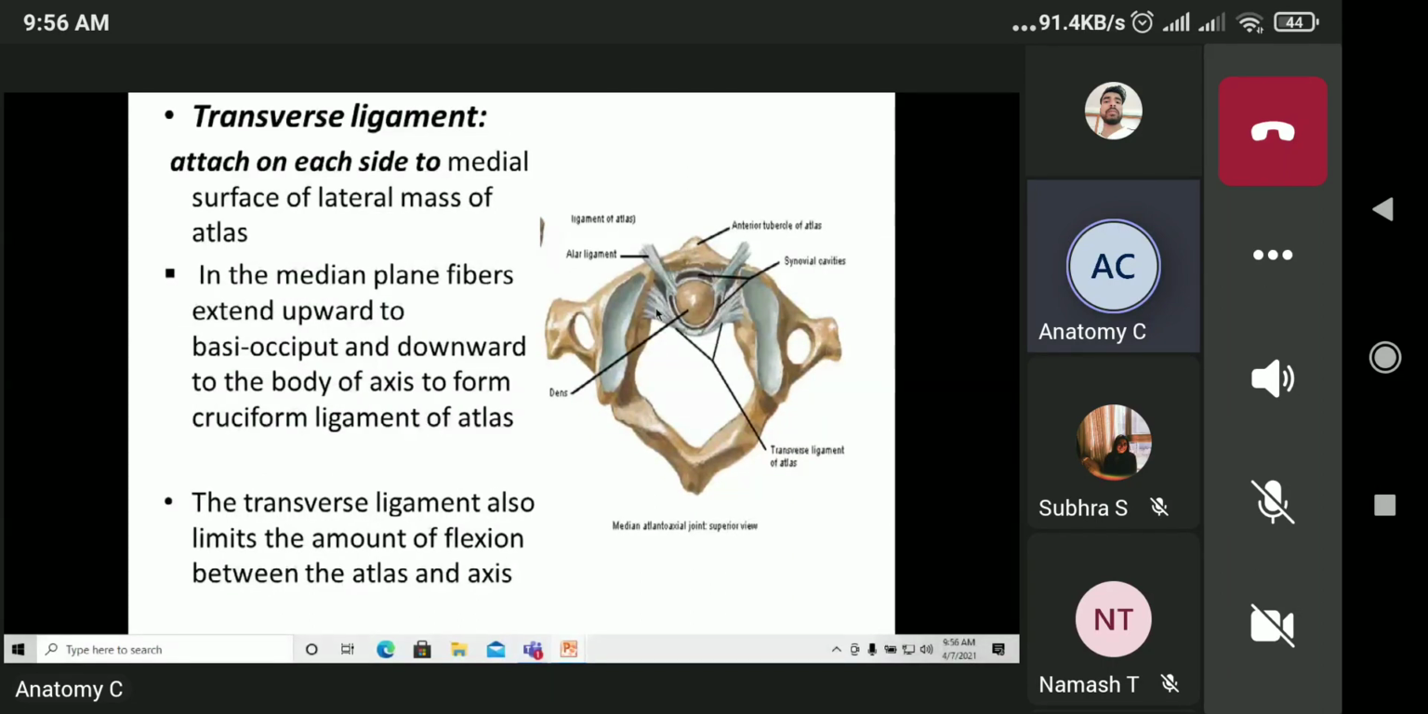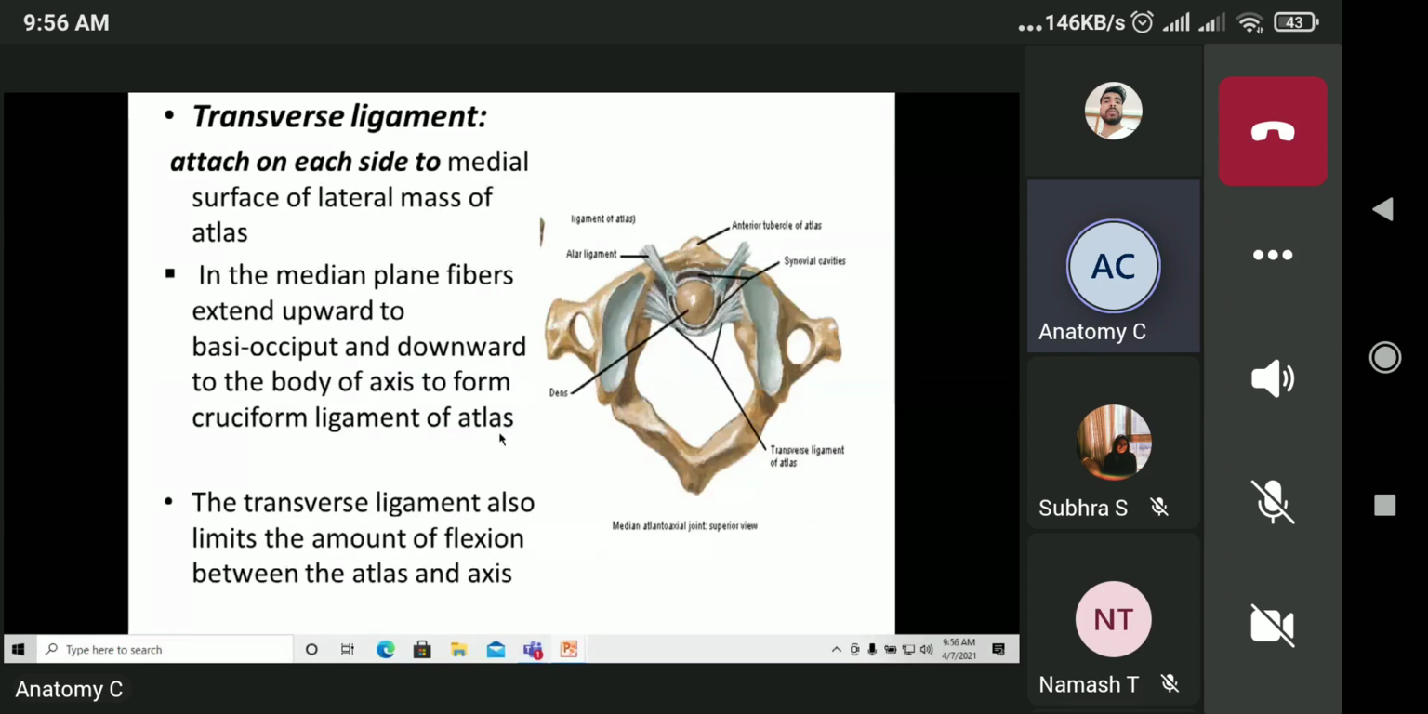It attaches on each side to the medial surface of the lateral mass. So this is the lateral mass of the atlas, and it is coming like this. On the median plane, fibers extend. In the median plane, these fibers will extend towards the basi-occiput and downward to the body of the axis to form the cruciform ligament of the atlas.